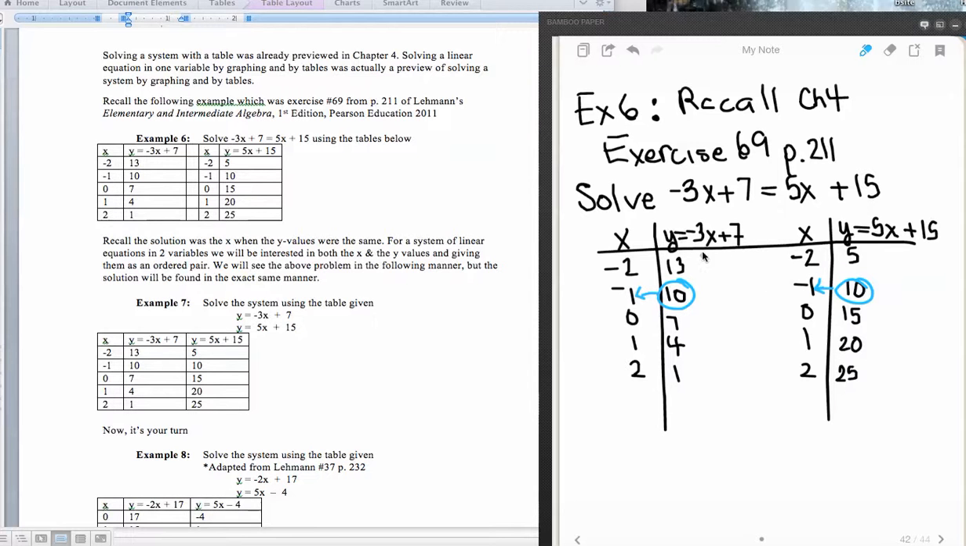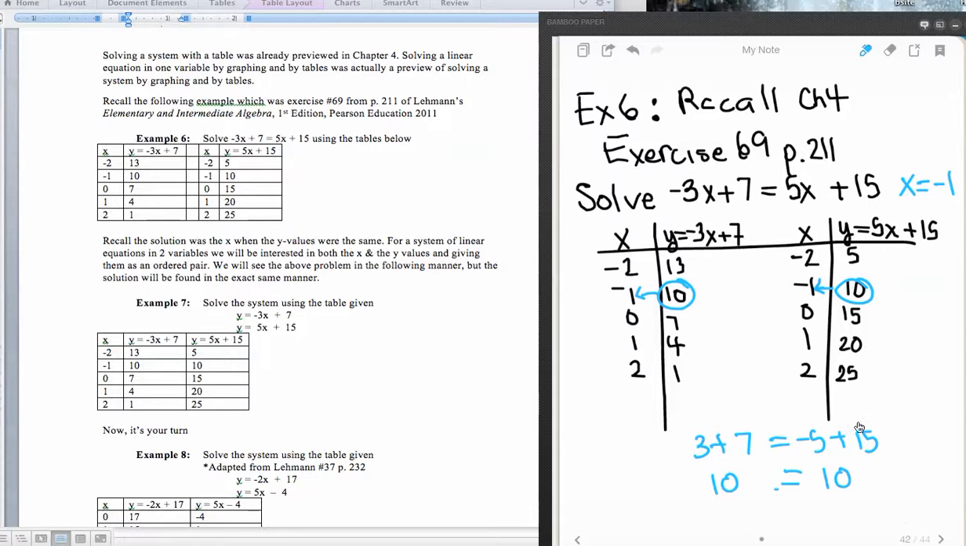And so for this equation here, a linear equation in one variable, we said that x was equal to -1. And the y values, recall, were what the substitution gave us, right? -1 times 3 is -3, and then the negative makes it +3, and 3 plus 7 is equal to 10. And then on the right-hand side, -1 times 5 is -5, plus 15, which on this right side is 10 as well. And we saw that that's what the y values gave us.